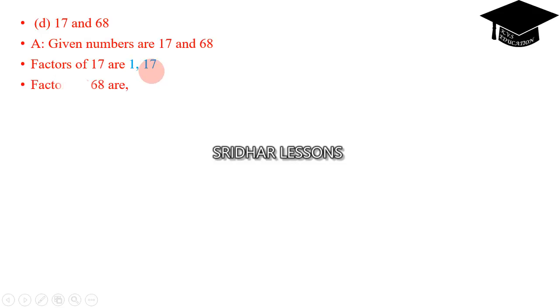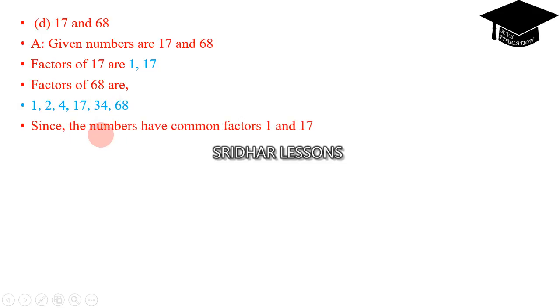Now we will see for the numbers 17 and 68. The factors of 17 are 1 and 17, and the factors of 68 are 1, 2, 4, 17, 34 and 68. If you can observe, they have the common factors of 1 and 17. So they are not coprime. These two numbers are not coprime.